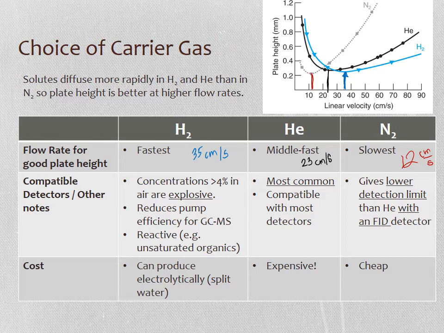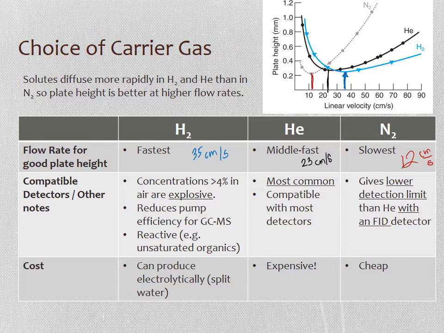Helium is a good compromise. It's really not the best at anything. It's not the fastest. It's not the most sensitive for a detector. It is not the cheapest. It's the most expensive, but it is the most common because it lets you go pretty fast. And it's also not explosive, right?